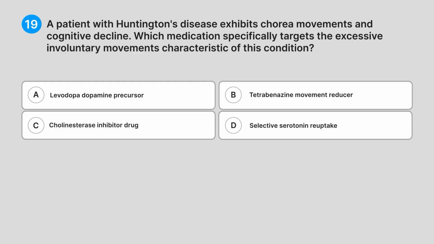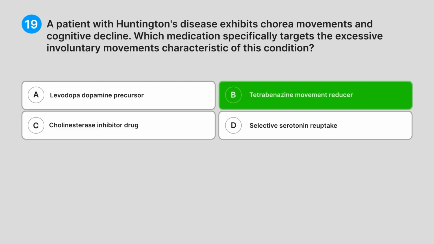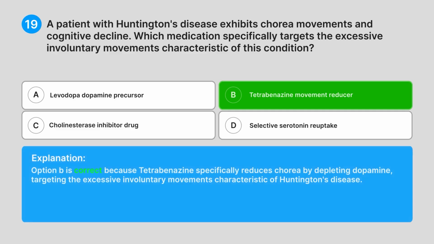Correct answer. B. Tetrabenazine movement reducer. Explanation. Option B is correct because tetrabenazine specifically reduces chorea by depleting dopamine, targeting the excessive involuntary movements characteristic of Huntington's disease.